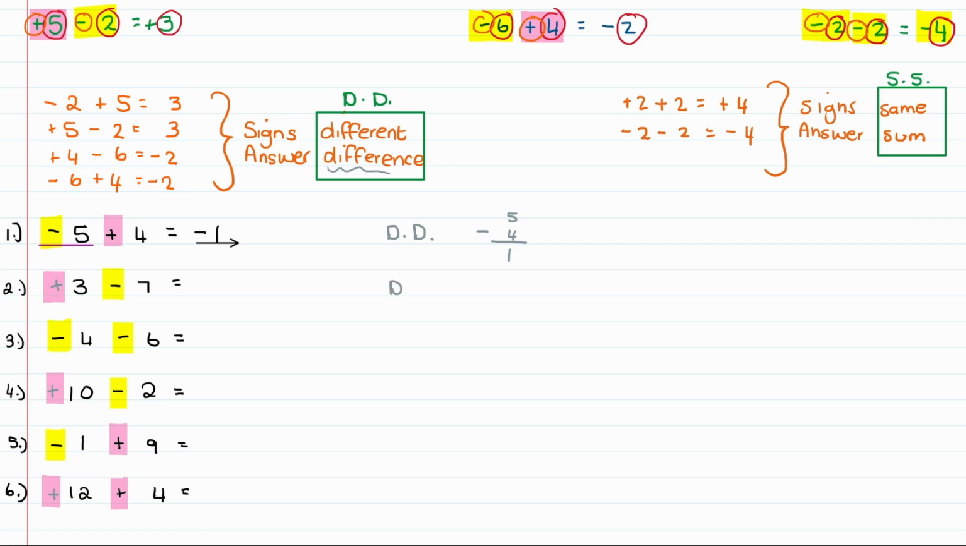Again, my signs are different, so I find the difference. I find the difference between 7 and 3. 7 minus 3 equals 4. So my answer is 4. But -7 is further from 0 than +3. So my answer is negative as well.